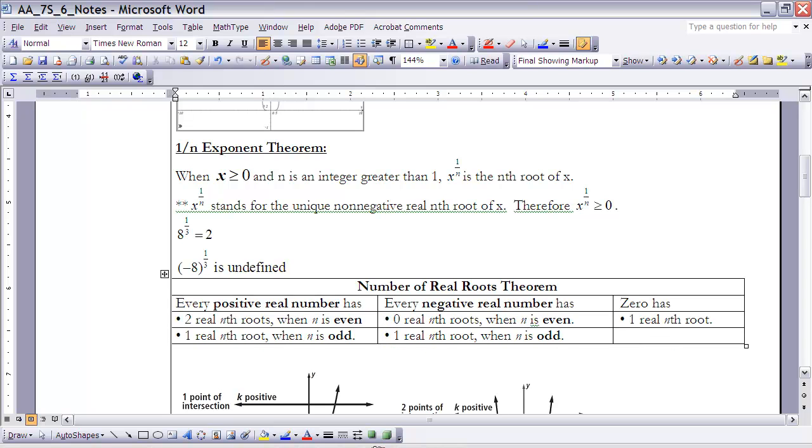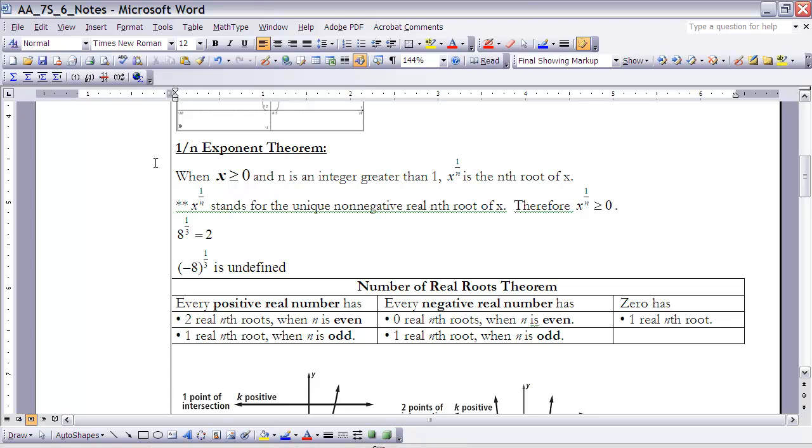Let's take a look at the 1 over n exponent theorem, and here's what it says. When x is greater than or equal to 0 and n is an integer greater than 1, then x to the 1 over n is the nth root of x. A couple key things here. First of all, the value of x, that base, has to be a non-negative number. It's got to be greater than or equal to 0. And the value of n, the number on the bottom, has to be an integer greater than 1. So 1 over 2, 1 over 3, 1 over 4, etc.